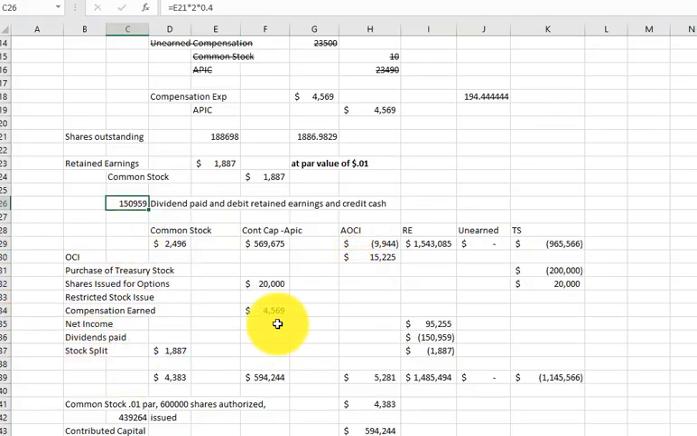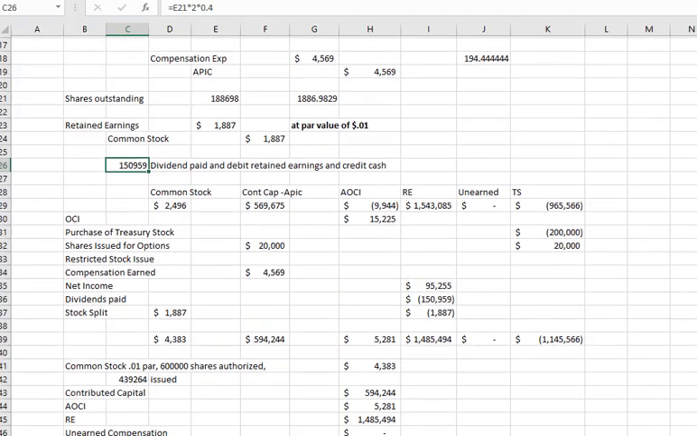This should be what your statement of changes in stockholders' equity looks like. Notice, not all of them, but the things that we've included in our journal entries up top are here. The purchase of treasury stock, you could have done them separately, but I did them together. The shares for the options, compensation earned from the restricted stock, the net income, the dividends paid, the stock split, or stock dividend, are all reflected in the changes in stockholders' equity.